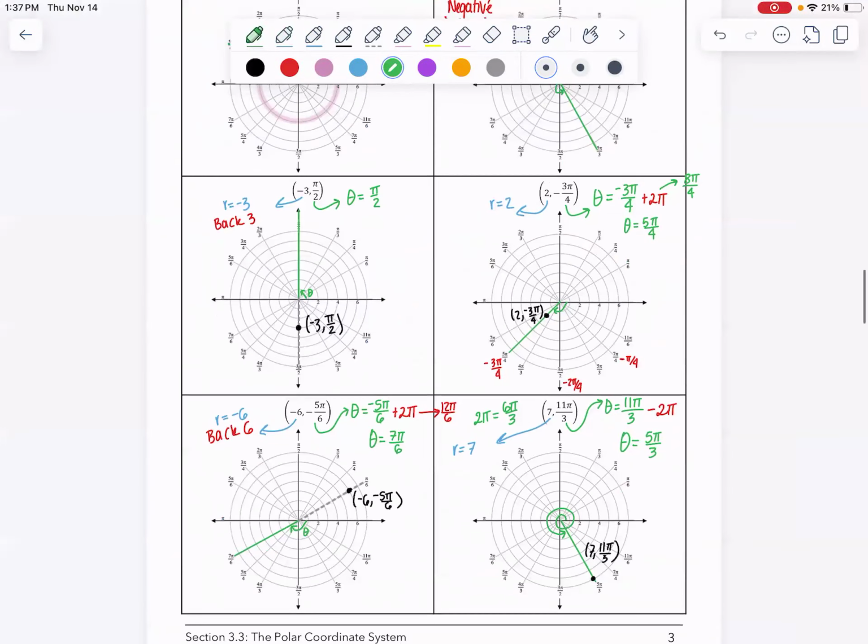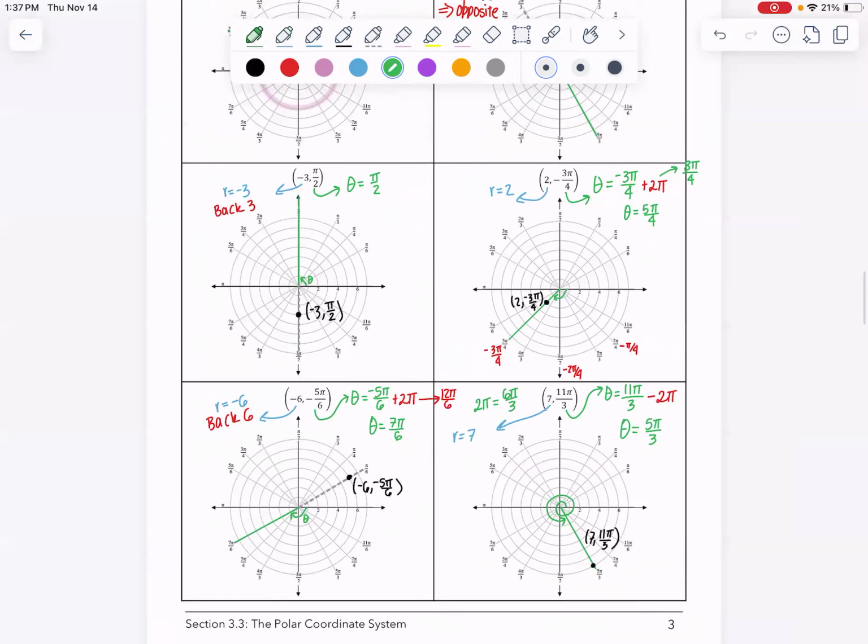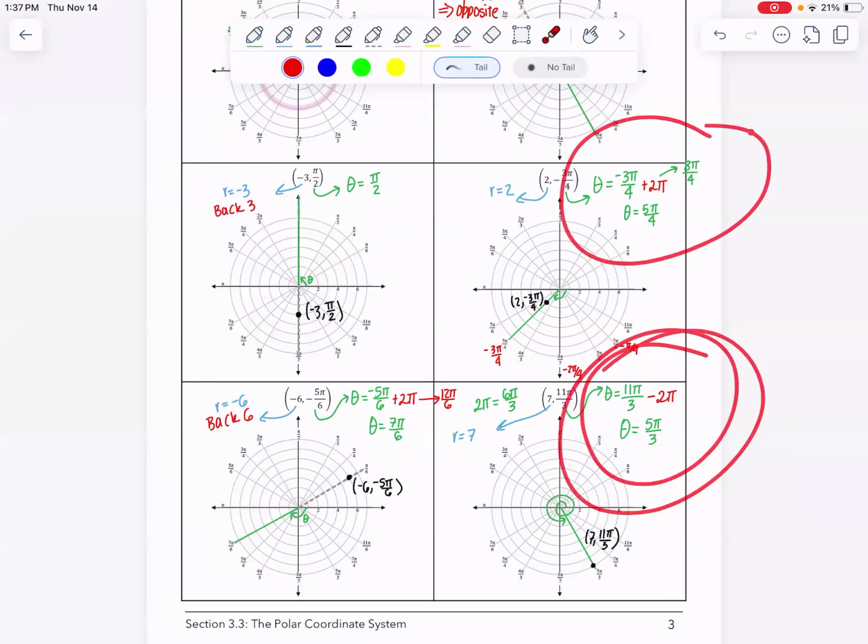All right. So that's that for plotting polar coordinates. It shouldn't be that bad. Should be pretty straightforward. In the next video, we're going to talk about equivalent polar coordinates, which ties in really nicely with this idea we have going right here.